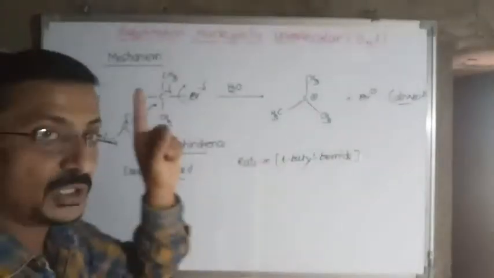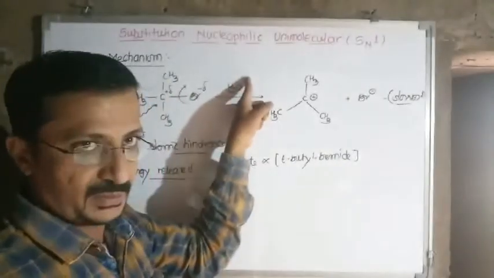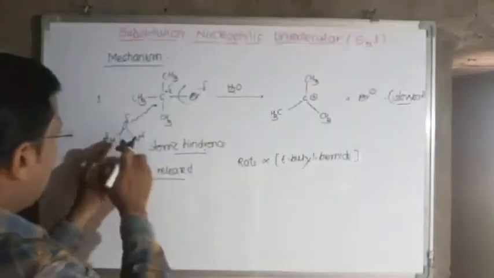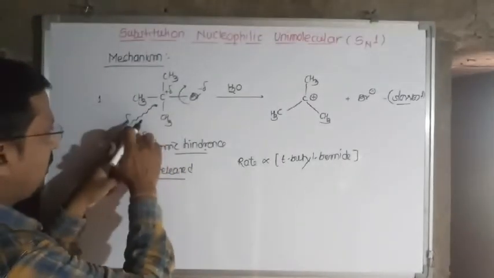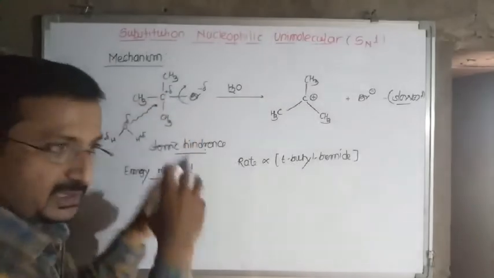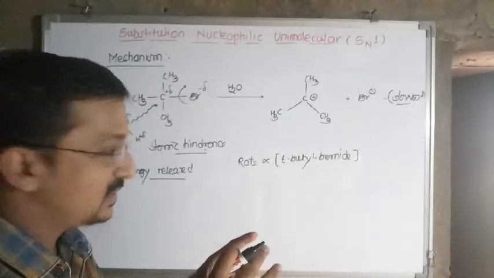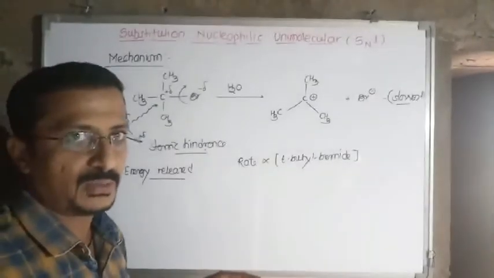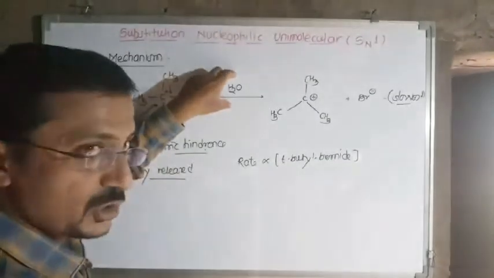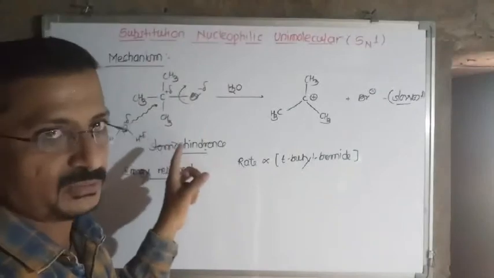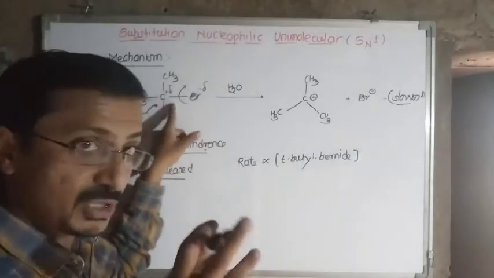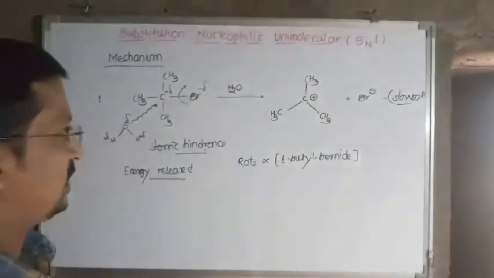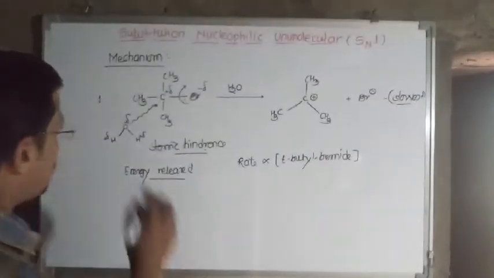In the first step, there is no role of OH minus. Until the negatively charged oxygen and the positively charged carbocation attract each other, there is no cleavage of the carbon-bromine bond. But if you increase the concentration of water, it does not affect the overall rate of the reaction. If you increase the concentration of tertiary butyl bromide, the overall rate of the reaction increases. Okay, this is the first step.